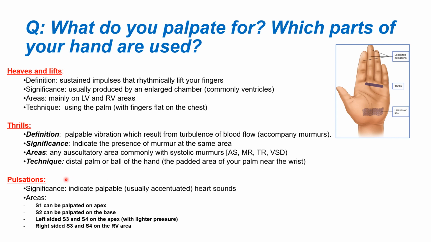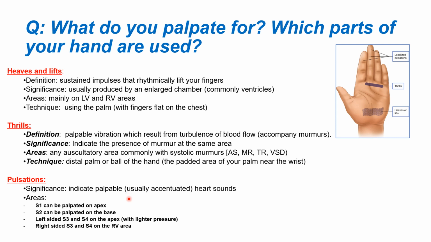The third thing which we are talking about is the pulsation, same like the apex beat. Pulsation is a localized feeling, a localized movement, which can be appreciated by fingers. So it needs to be done by the tips of the fingers. They are usually palpable heart sounds. So thrills are palpable murmurs, but pulsations are palpable heart sounds. So the most common one is the apex beat.